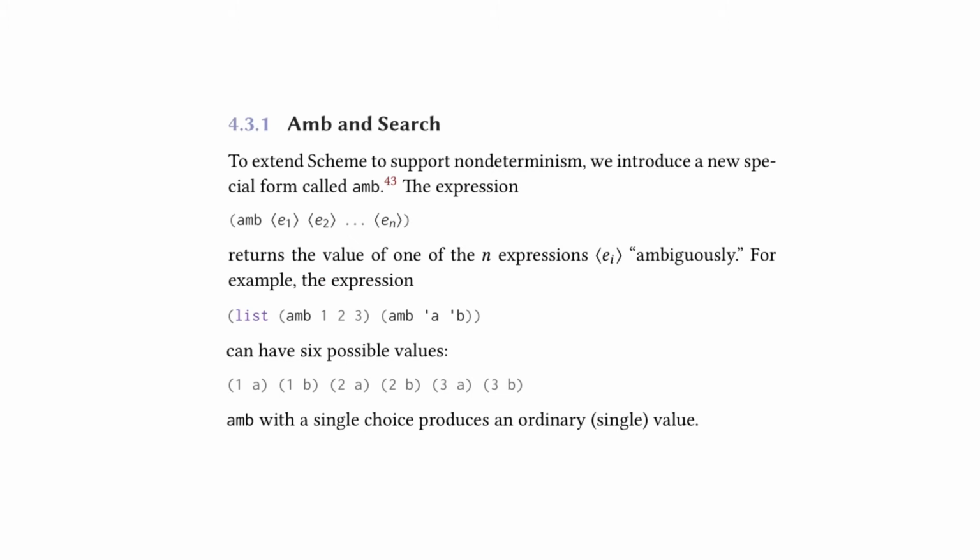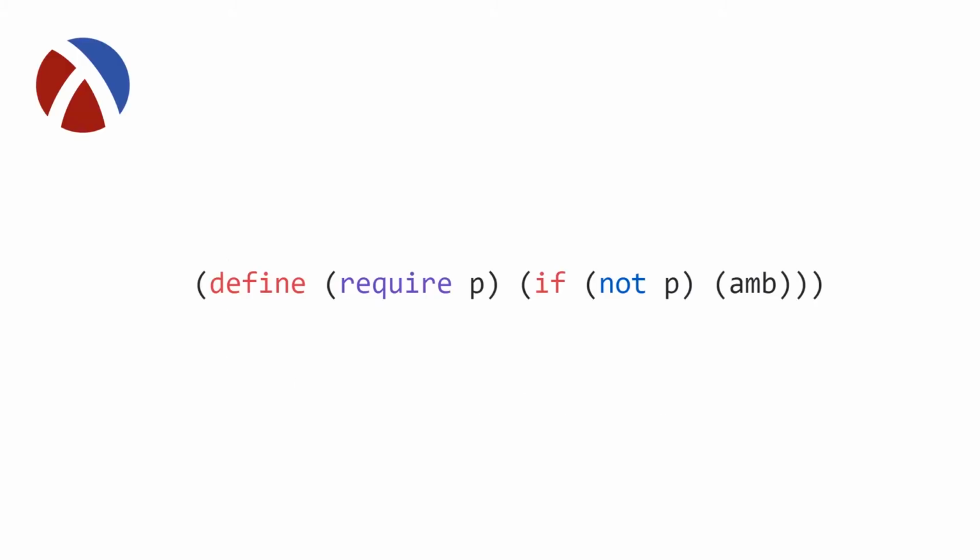So the textbook reads, to extend scheme to support non-determinism, we introduce the new special form called AMB. The expression AMB with a number of expressions returns the value of one of the n expressions ambiguously. For example, the expression list of AMB 1, 2, 3 and AMB with the symbols A and B has 6 possible values, which are enumerated below. AMB with a single choice produces an ordinary single value.